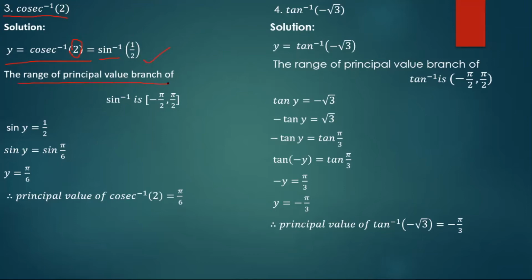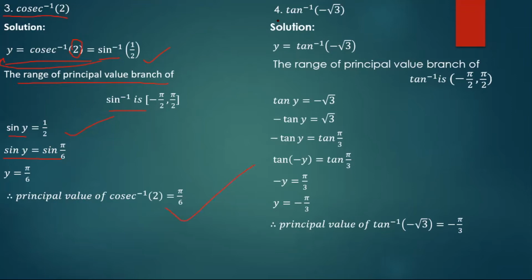So now we'll proceed with sine inverse half. The range of the principal value branch of sine inverse is minus pi by 2 to pi by 2. When sine inverse goes to the other side it becomes sine y, so sine y equal to half. We know that sine 30, that is sine pi by 6, is half. So sine y equal to sine pi by 6. Sine gets cancelled, so y equal to pi by 6. So therefore the principal value of cosec inverse 2 is pi by 6.